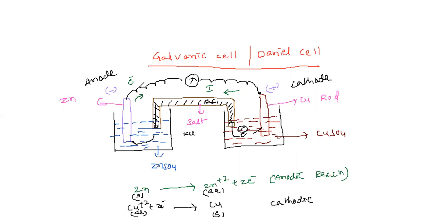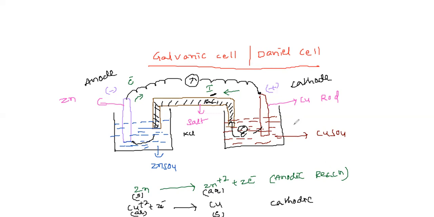Whenever the anode loses electrons, the flow of electrons is from left to right, and the current passes from right to left. This is the total galvanic cell. Generally they ask questions: which one is the anode, which one is the cathode, and how to find out the potential. This is a major one.